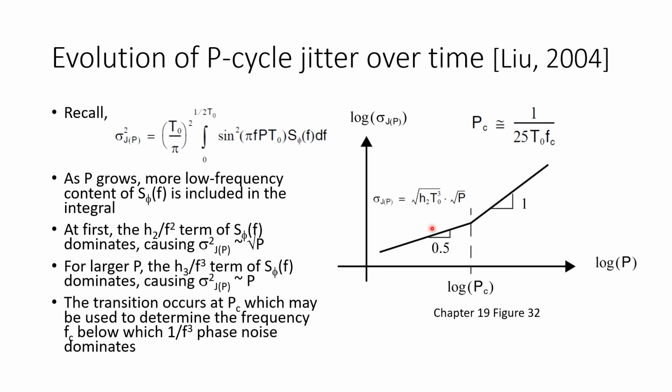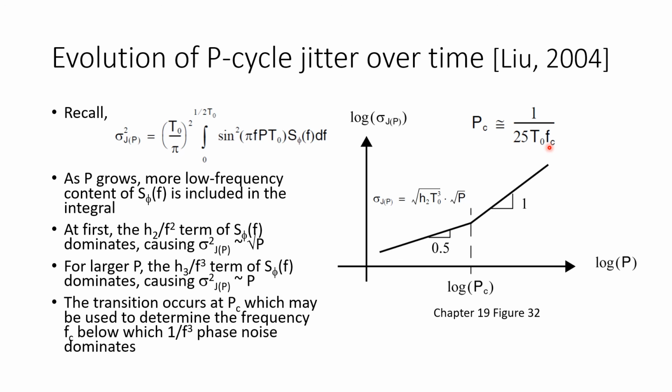Now you can take a series of these measurements for different values of p and plot them and fit lines to them. And that's what's done in the paper. And you can observe this crossing point. There's a particular value of p where the plot appears to transition from this best fit line to the best fit line with a slope of 1 at large values of p. Now that transition value of p is related to the corner frequency fc, where we go from being dominated by 1 over f squared noise to being dominated by 1 over f cubed noise.